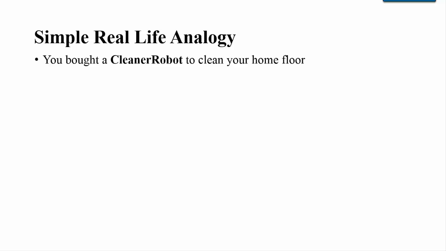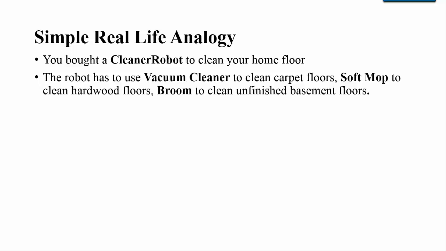Let's assume you bought a cleaner robot to clean your home floor, and you have different types of floor at home. Carpet floors, hardwood floors, or even some unfinished basement floor, which is concrete. What you want the robot to do is use the vacuum cleaner to clean carpet floors, a soft mop to clean hardwood floors, and a broom to clean unfinished basement floors.